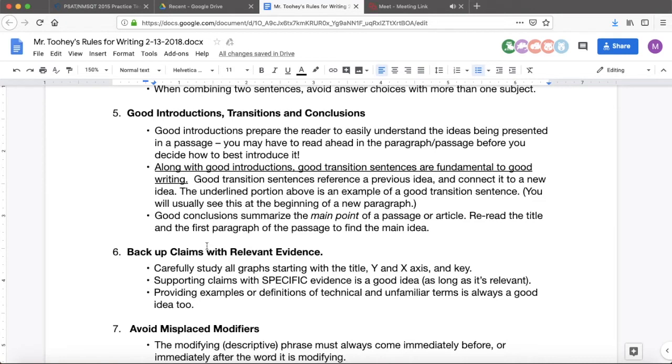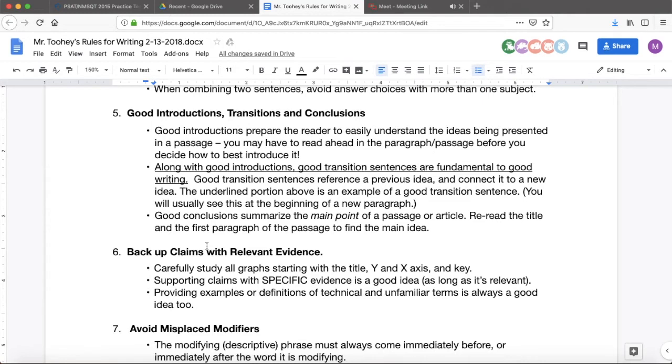Good. Ava, read the next bullet point, please. Along with good introductions, good transition sentences are fundamental to good writing. Good transition sentences reference a previous idea and connect it to a new idea. The underlined portion above is an example of a good transition sentence. You will usually see this at the beginning of a new paragraph. Yeah, almost always. So if you see a sentence at the beginning of a paragraph, the first sentence in a new paragraph, that's underlined, there's a good chance that they are testing you on good transition sentences.